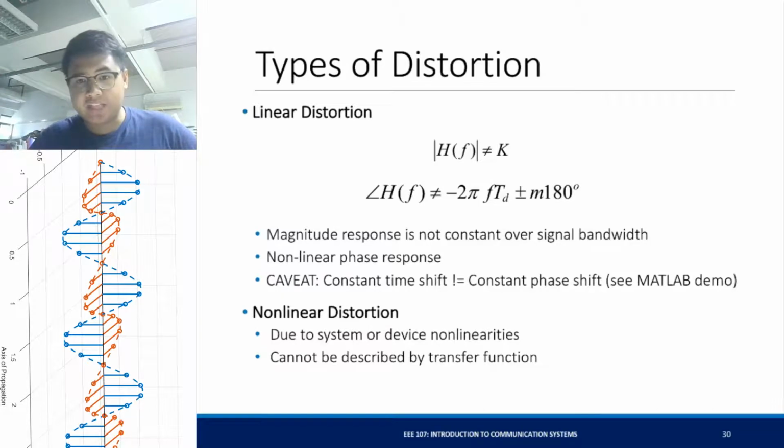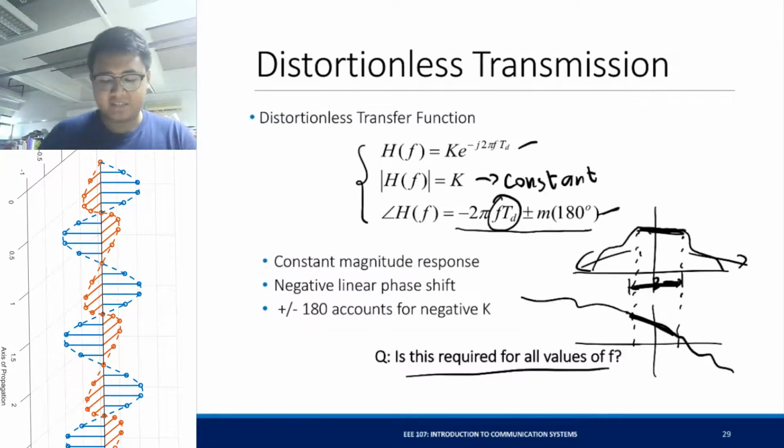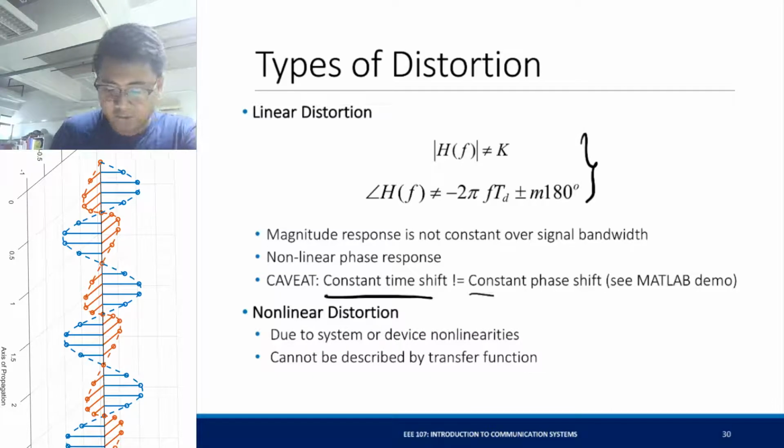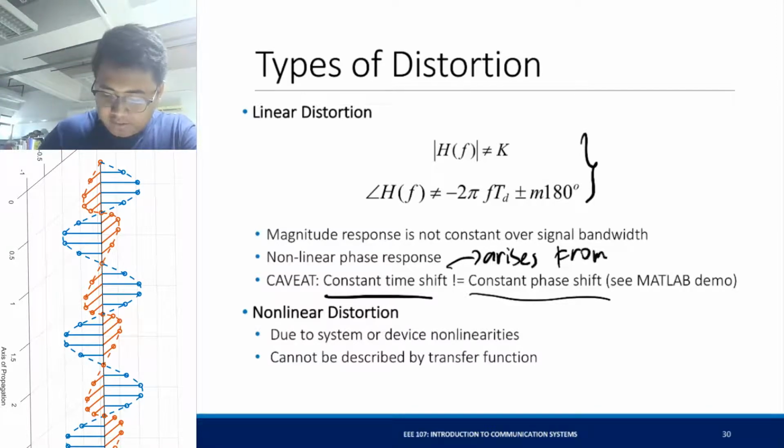Okay? So now there are types of distortion. Linear distortion, if basically your system does not satisfy the distortionless transmission. Okay? So the magnitude response may not be constant over your signal bandwidth. Your phase response may be nonlinear. Okay? So just a caveat, a constant time shift is not the same as a constant phase shift. A constant time shift arises from linear phase response.